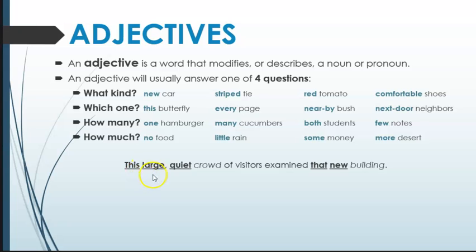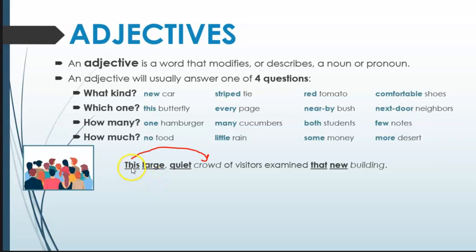So for an example, this large, quiet crowd of visitors examined that new building. So in this sentence, this is telling us about crowd, and it's telling us which crowd. Large is telling us about crowd, which you can think of as telling us what kind of crowd or how much of a crowd it is. Quiet is telling us about the crowd, telling us what kind of crowd it is. That and new are both telling us about building. So that's telling us which building, and new is telling us what kind of building.